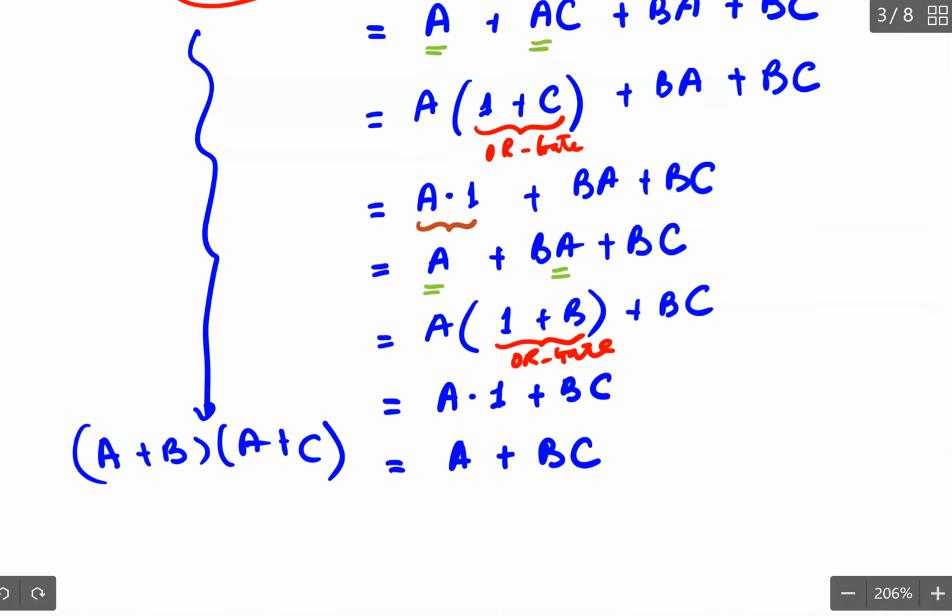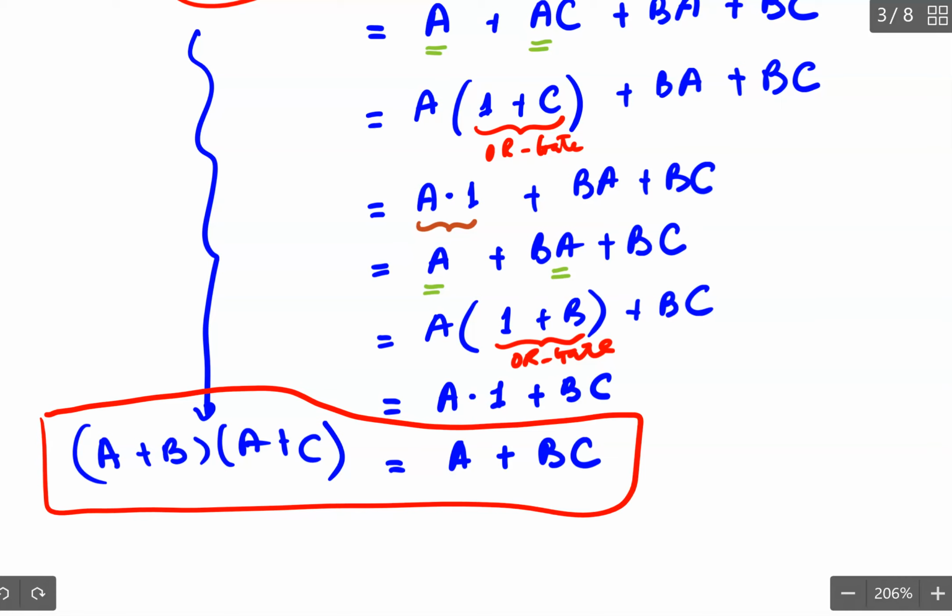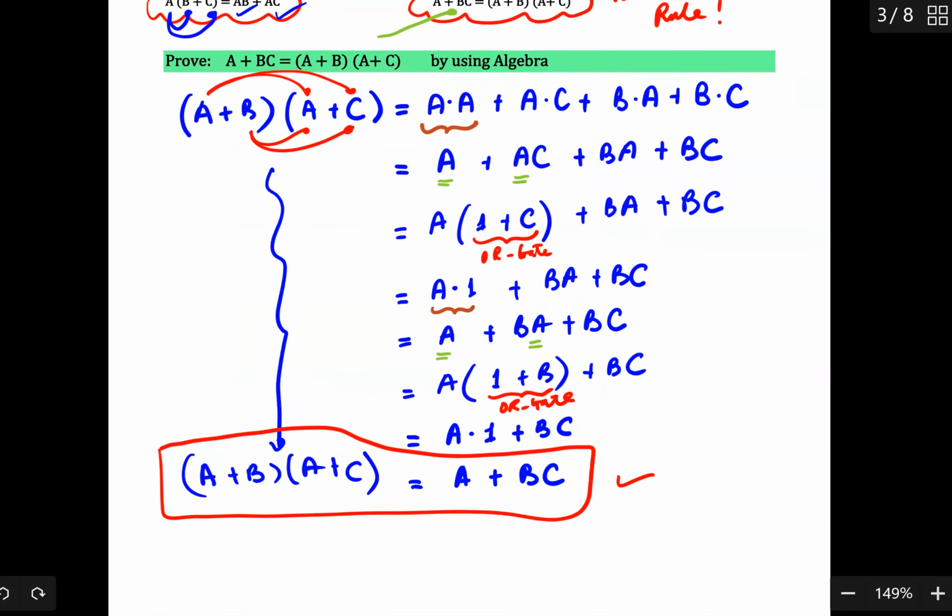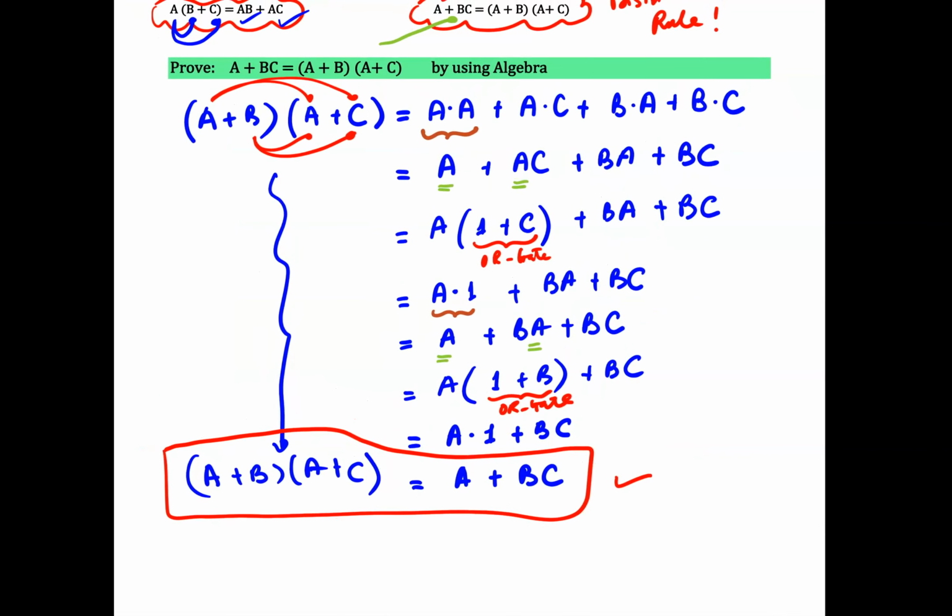In the end, I actually prove that the two Boolean expressions are equal to each other. Alright, so let's take a look at that. I need to prove A plus B times C equal to A plus B times A plus C, and it is actually proven. Okay?